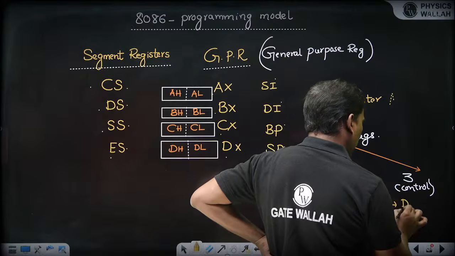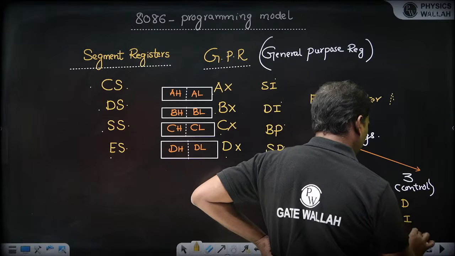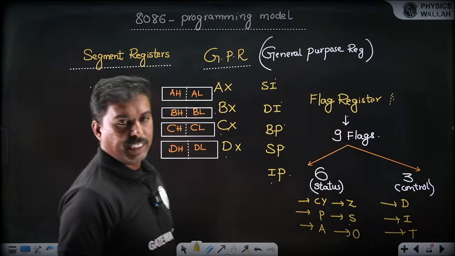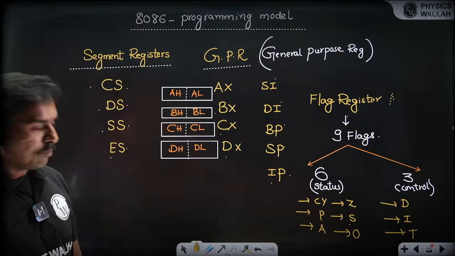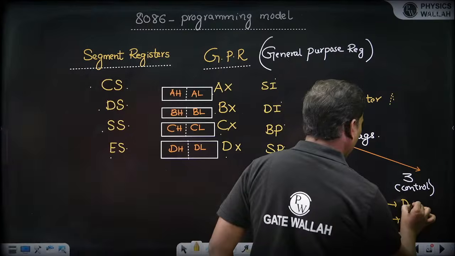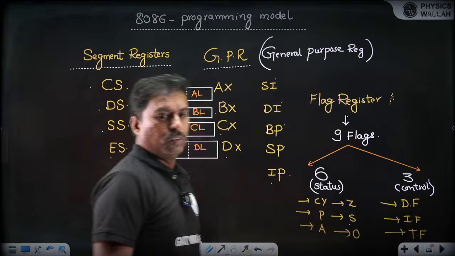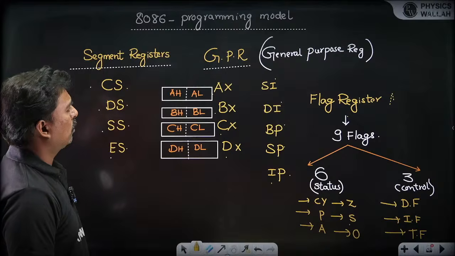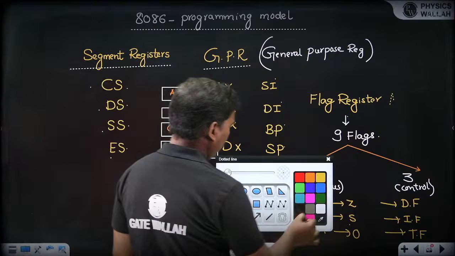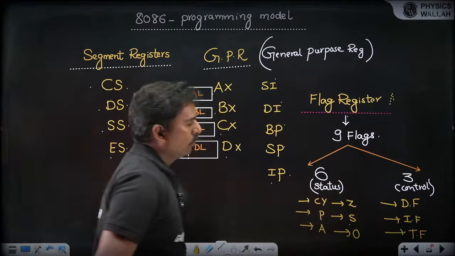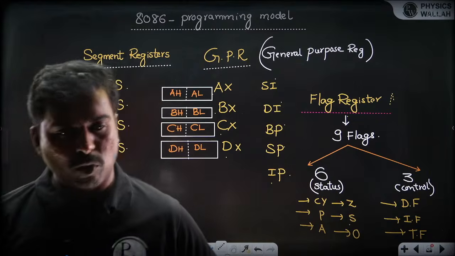Control flags are direction flag, interrupt flag, trap flag. Okay, DIT. So this is a direction flag, this is a interrupt flag, this is a trap flag. Okay? So please make a note. These are flag register. Please note down all these things.